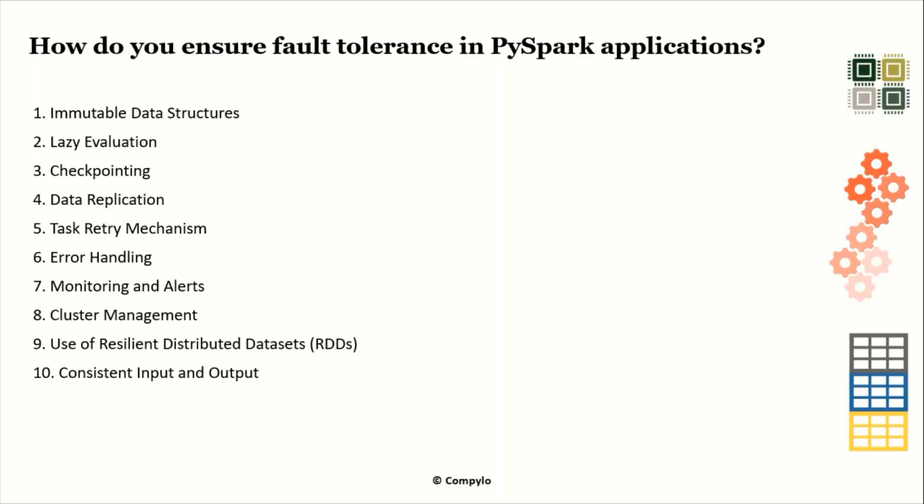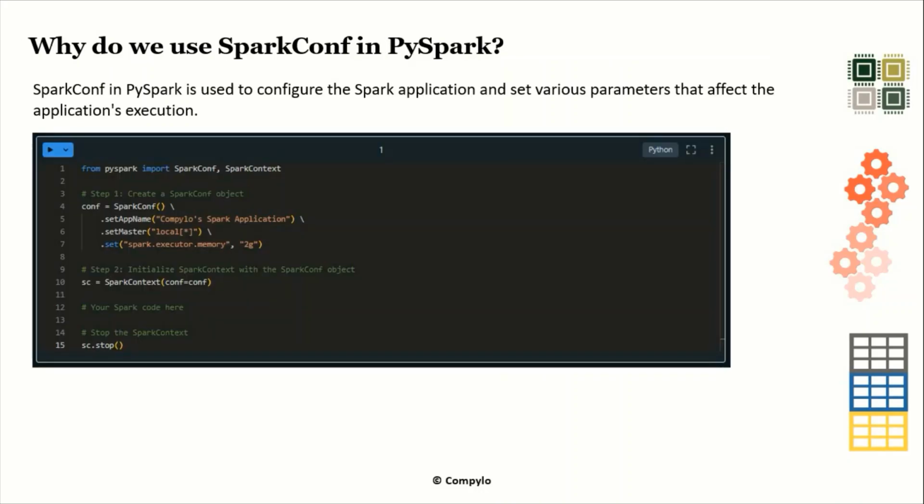One more point is RDDs are designed for fault tolerance. Each RDD maintains lineage information, allowing Spark to recompute lost partitions based on the transformations that created them. And finally, we can write outputs in a way that ensures consistency.